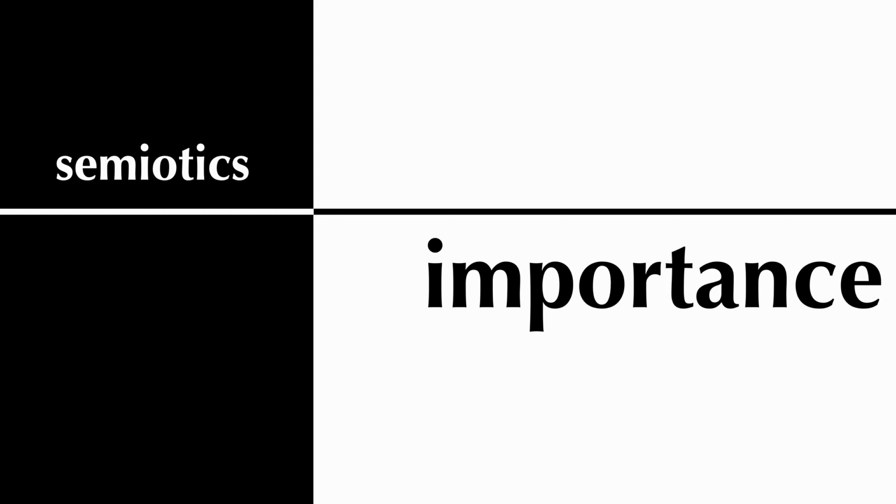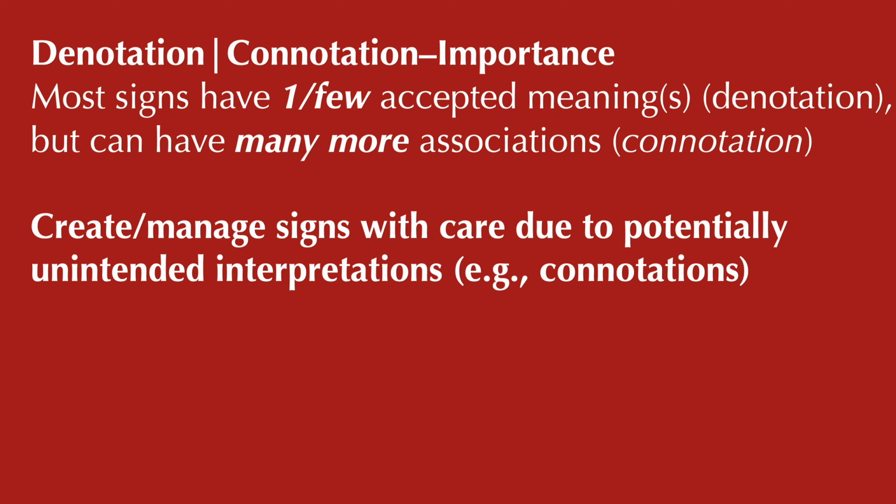Finally, the importance of semiotics. Why do we care about this? In terms of denotation and connotation, the importance is that most signs have one or very few accepted meanings. That's the denotation. So the red Make America Great Again hat is a red hat, and it has the presidential seal of approval because the president wears it, but it can have many more associations, and that's the connotation part. Depending on whether you are a supporter or not, this simple red hat with some text on it can have many more associations because it's embedded in personal experiences that can vary widely depending on the person.